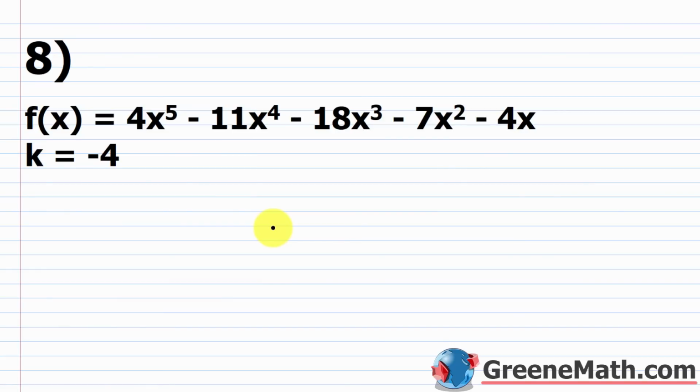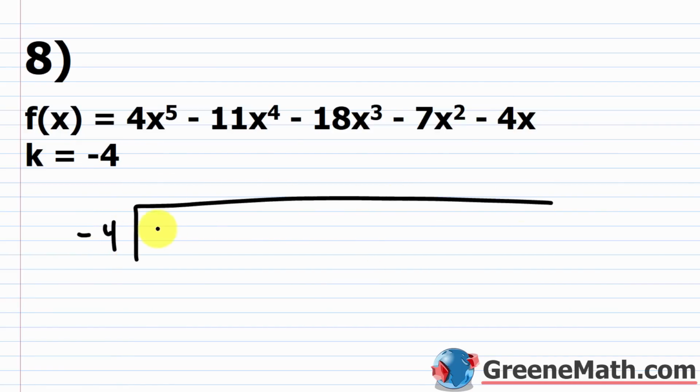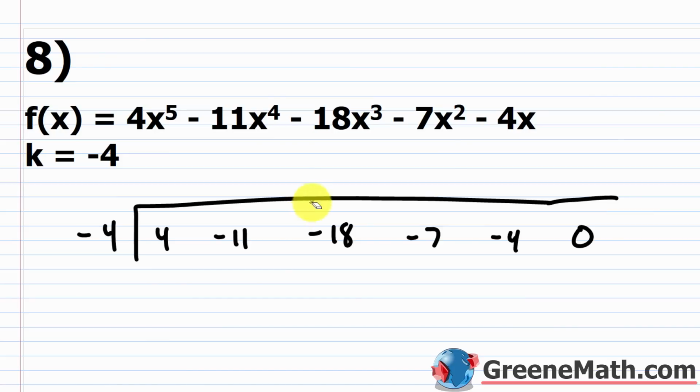All right, for problem 8, we have f of x equals 4x to the 5th power minus 11x to the 4th power minus 18x cubed minus 7x squared minus 4x. The k value here is negative 4. So again, if this is negative, you're testing for a lower bound. So let's take 4, negative 11, negative 18, negative 7, negative 4. And again, you're missing your constant, so just put in a 0 for that.